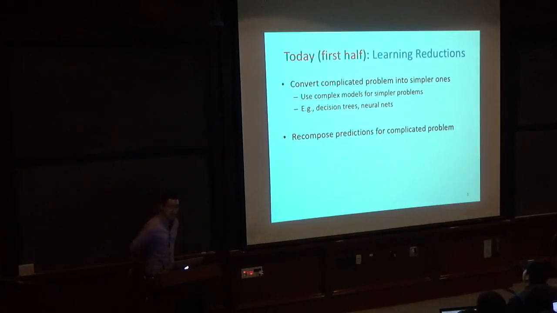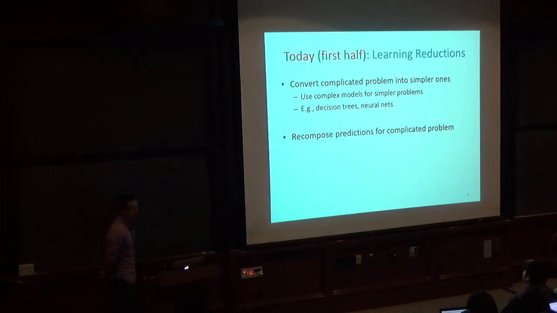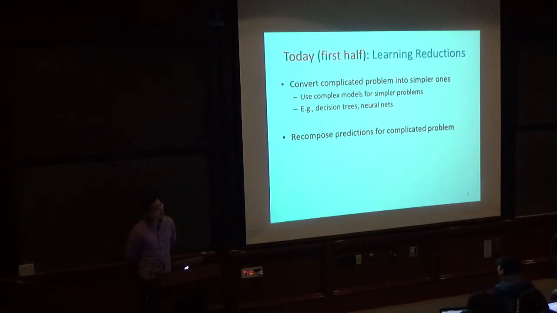So the first half of the types of applications we'll be looking at in this lecture are on what's called learning reductions. The idea behind learning reductions is you take a complicated problem and you convert it into a simpler one, or a set of simpler ones, or a sequence of simpler ones. And these simpler problems are ones that we can use off-the-shelf machine learning approaches for, like decision trees and neural nets, for example, like Keras. And then we write a procedure, typically a fairly simple procedure, that recomposes the predictions for these simpler problems back into a prediction for the original complicated problem.